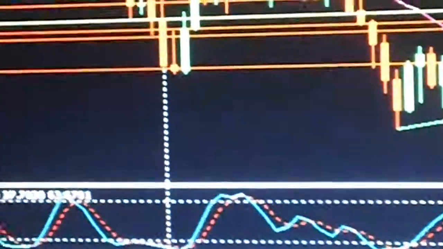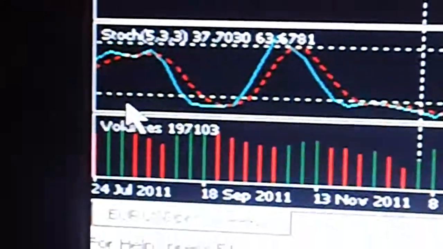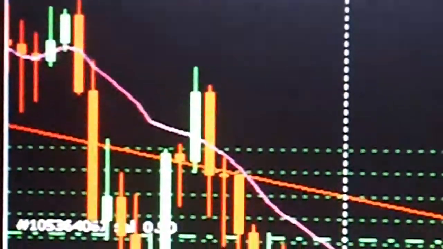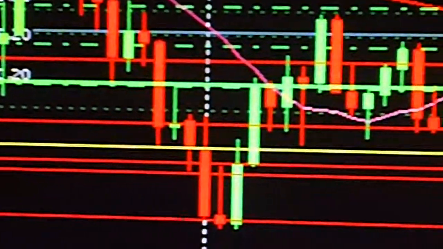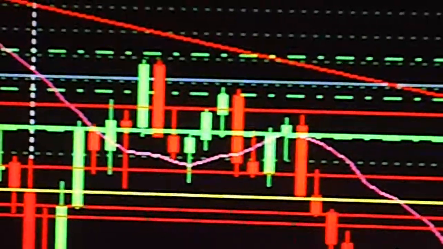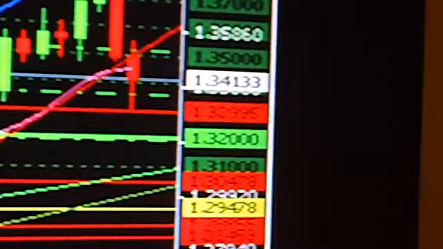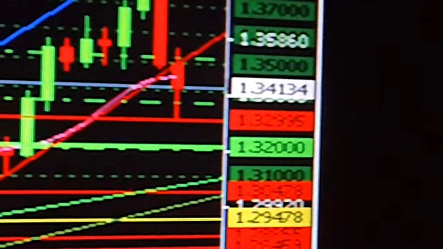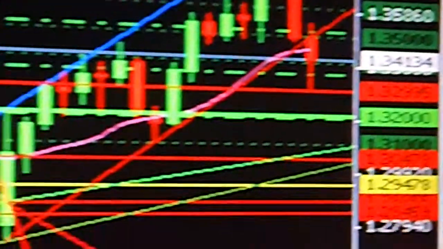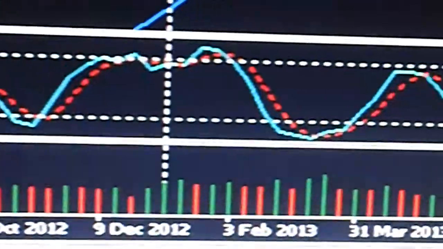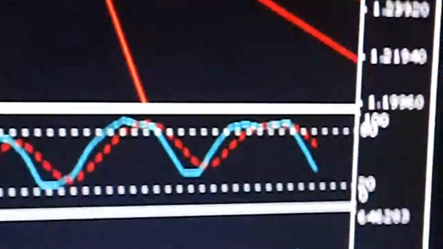Right now we're looking at a chart that is Euro USD, which you can see at the top says Euro USD Pro Weekly. This is a weekly chart. Each bar candlestick represents one week worth of currency. Right now it's the euro versus the dollar. I have a bunch of other charts that I'm trading with, and these are indicators that tell me when to buy and sell.